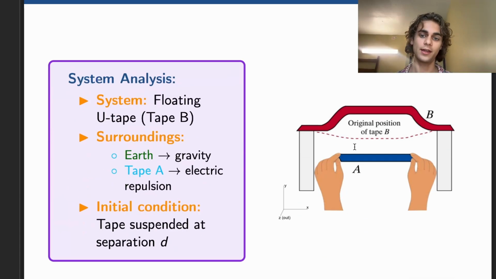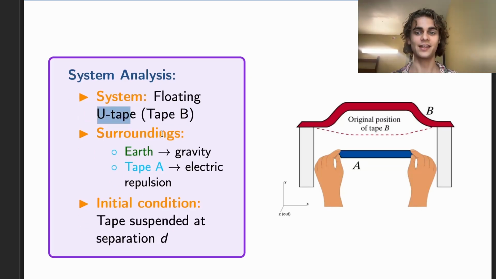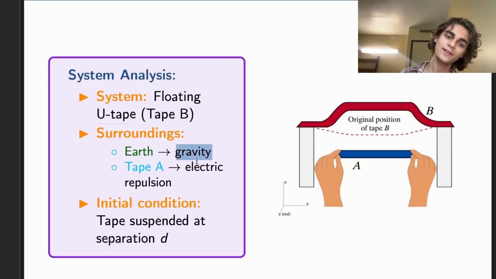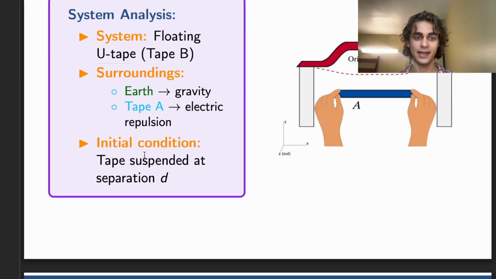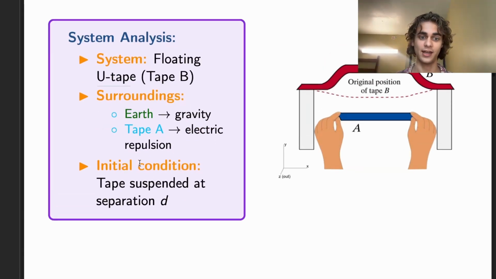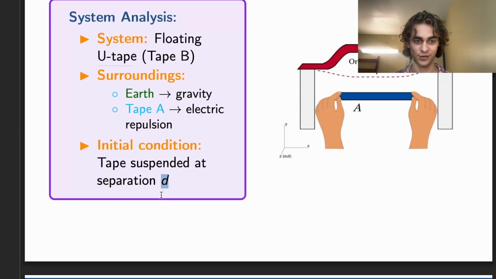So, one experiment which we do in this lab is to float a piece of tape over a charged piece of tape. The system in this example is the floating tape, which we call tape B. U-tape is the name that we give to the charged tapes. The surroundings here are Earth to provide gravity, and then tape A, which provides an electric repulsion. It comes from the bottom, so we are expecting gravity and the tape to oppose each other. In this initial condition where they oppose each other, we're saying that the force of the charge equals the force of gravity, and that they are suspended at a separation d, which we'll measure.